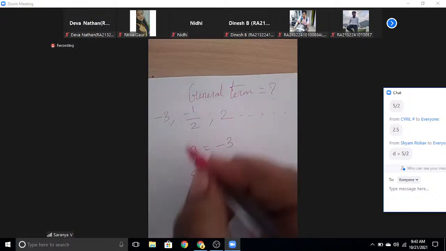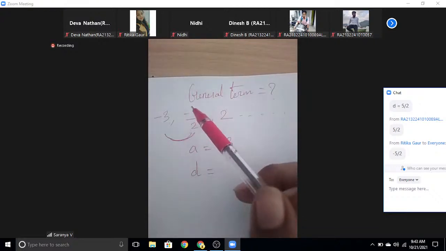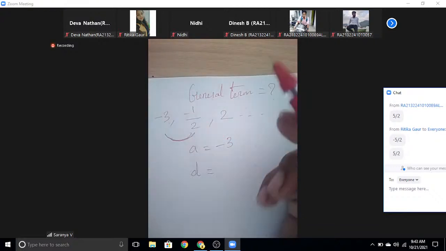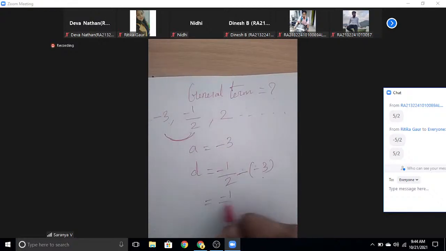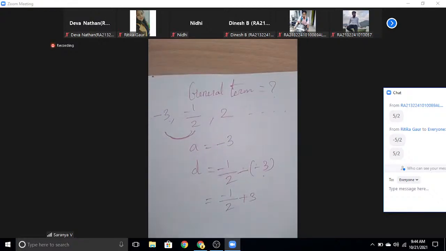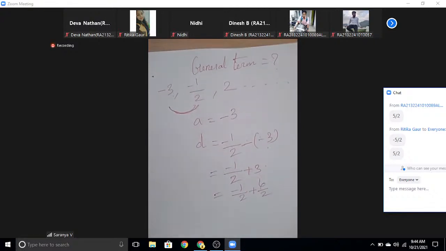Very good, right? When you find the difference between the first term and the second term, we can find the common difference. But always we have to subtract the first term from the second term. So minus 1 by 2 plus minus 3, so it is plus 3. Okay. So minus 1 by 2 plus 3. So which will be what? So when you take the LCM, minus 1 by 2 plus 6 divided by 2. So plus 5 by 2. Right. So the difference is 5 by 2.